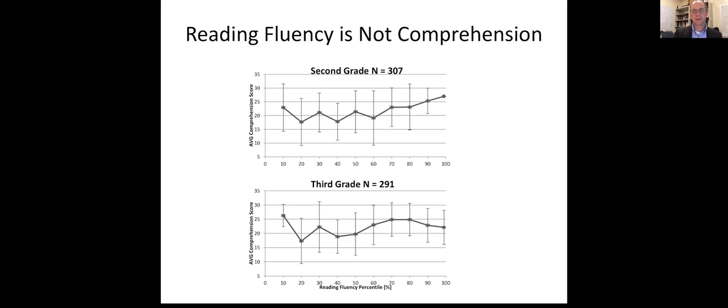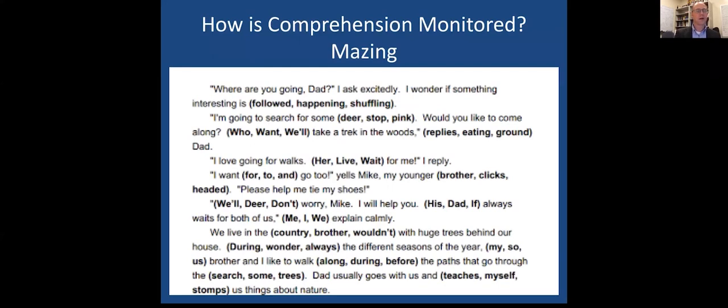So knowing this, and acknowledging that we still have a problem with measuring comprehension, researchers in the education world have tried to improve their ability to measure it. Here's an example of what they've done with what's called maze, where the student is asked to select one of three words. So, for example: "Where are you going, Dad?" I ask excitedly. I wonder if something interesting is followed, happening, shuffling.